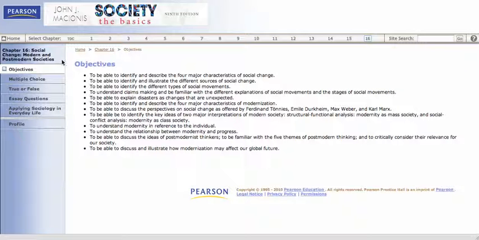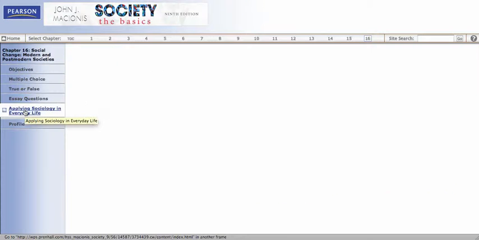We're going to be learning about social change, modern and postmodern societies. We're going to be going over the four major characteristics of social change, different sources of social change, social movements, and then very interesting things that we can learn about the modern and postmodern societies. So great things to learn about, and then to be able to discuss and illustrate how modernization may affect our global future is one of the objectives that we'll take from this week's learning.